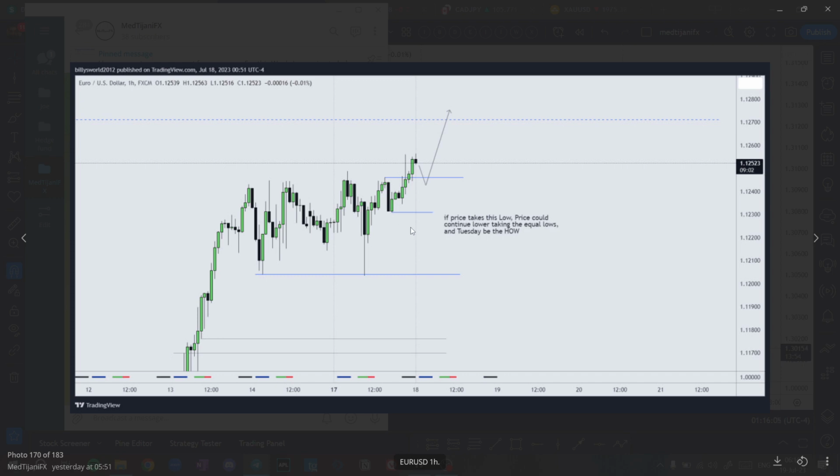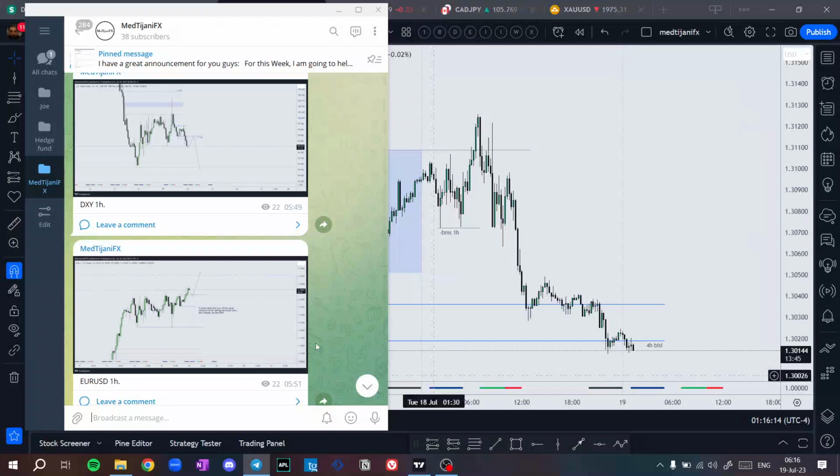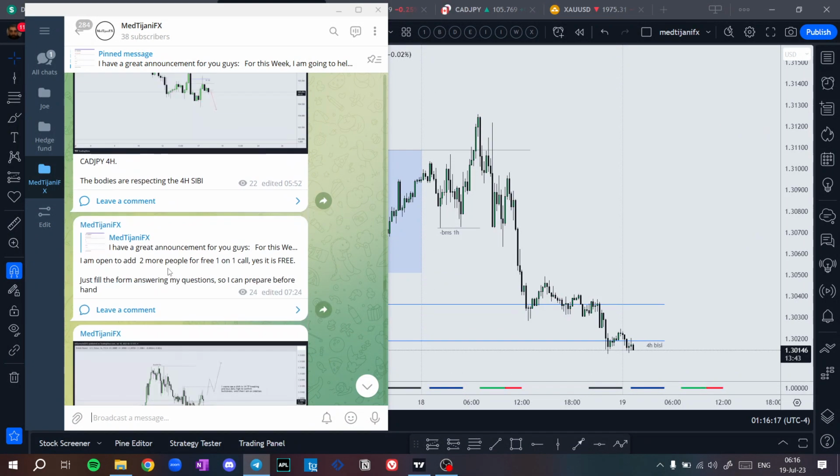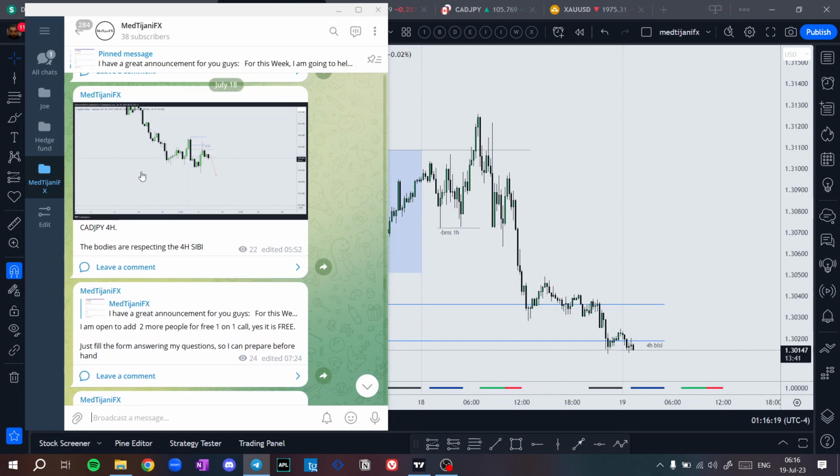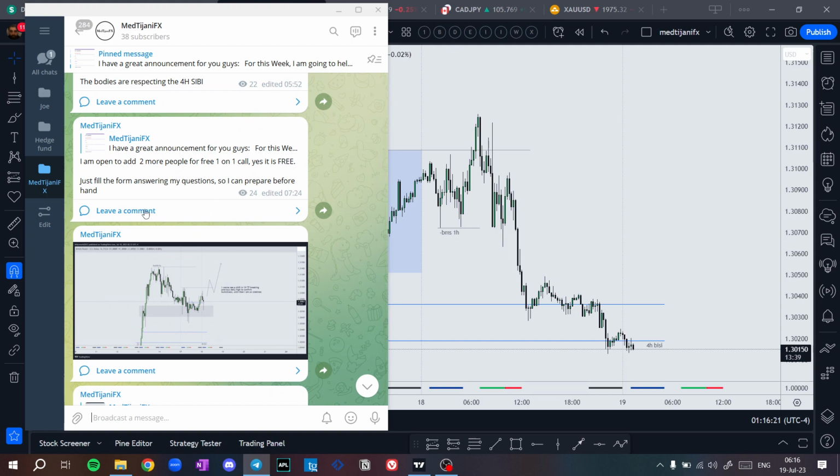But this was my invalidation point. So if price takes this low here, there's a higher chance it's going to target these equal lows, right? So this was my idea on GBPJPY. I didn't take any trade there.